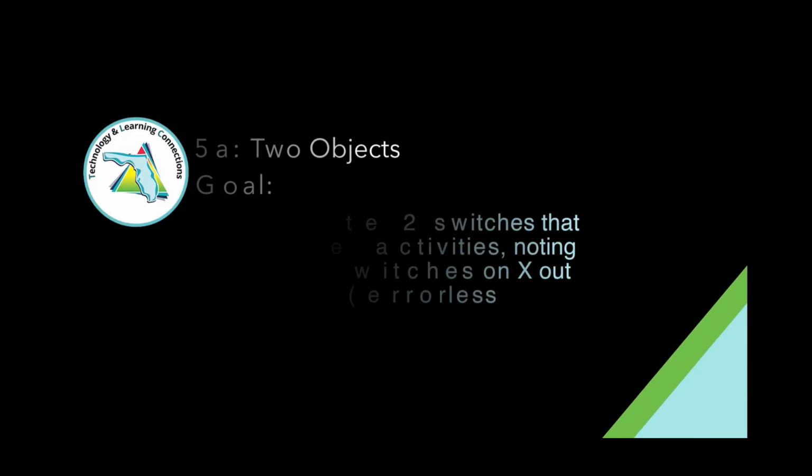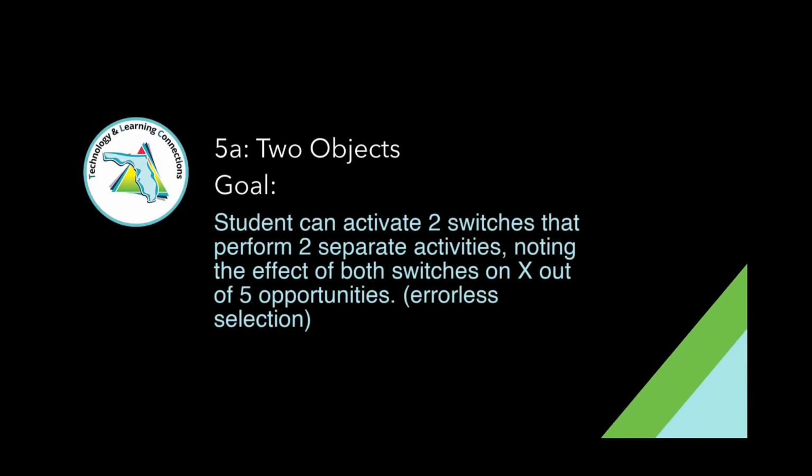A sample goal for level 5A might sound something like, the student can activate 2 switches that perform 2 separate activities, noting the effect of both switches on X out of 5 opportunities. This is an example of errorless learning. That wraps up this video for level 5A, 2 objects.